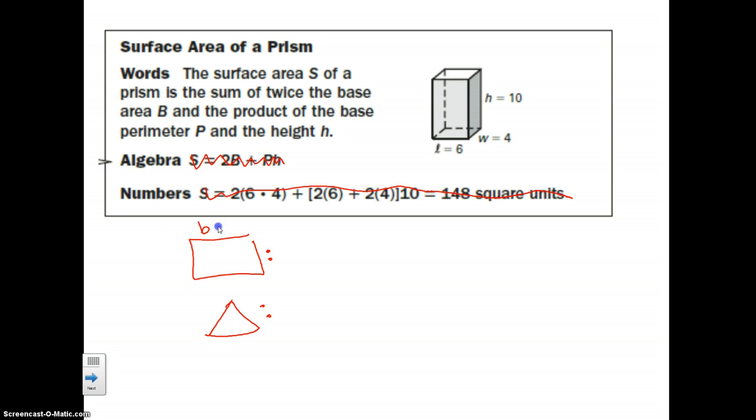So think of this as the base. This is the type of base it is. So here's the length times width times height. What you would do is take 2 times the length times the width, plus 2 times the length times the height, plus 2 times the width times the height.